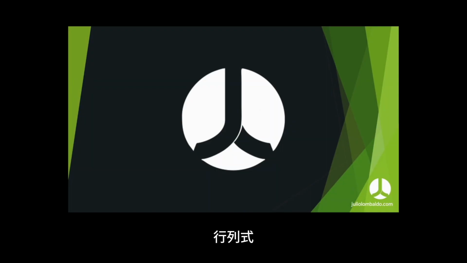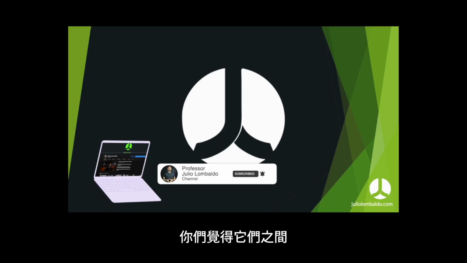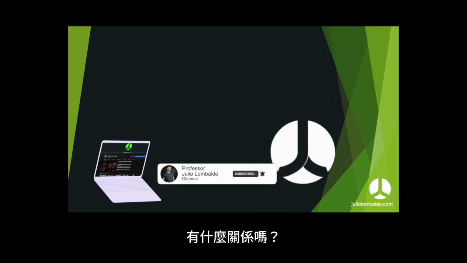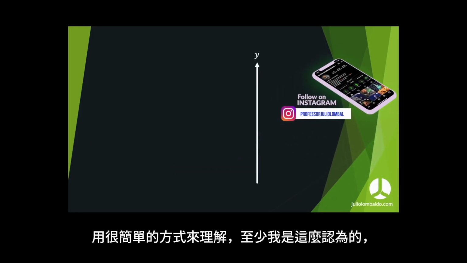What do you think about determinants and areas and, for example, matrices? Do you think there is some relationship between them? This question can be answered in a simple way, in my opinion, of course.